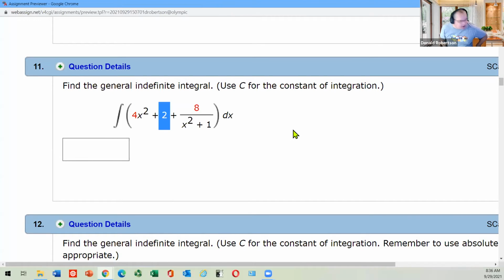Do you recognize 8/(x² + 1)? What's the antiderivative of 8/(x² + 1)? Is it a tangent? Almost, not quite tangent, but very close to being a tangent. And don't say arc or I'll throw something at you.